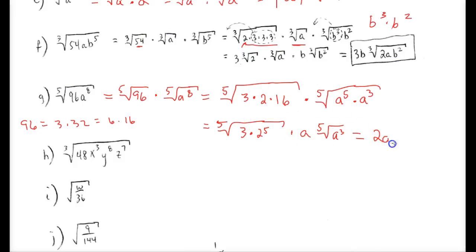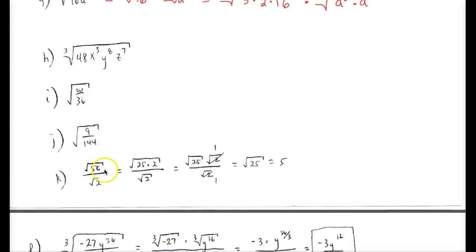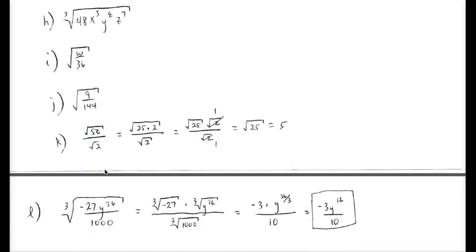We have A, and that's what's on the outside here. And then what's left on the inside of the 5th root would be a 3 here and A cubed there. So that's 3A cubed. And so that would be our final answer there. Okay. All right, so moving on to our next example here.